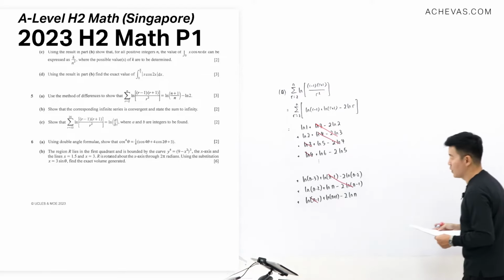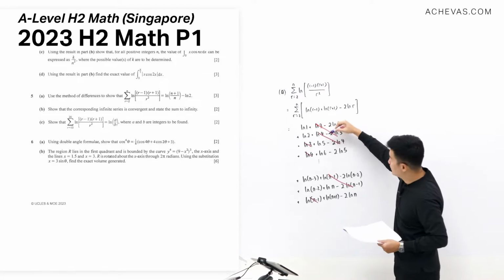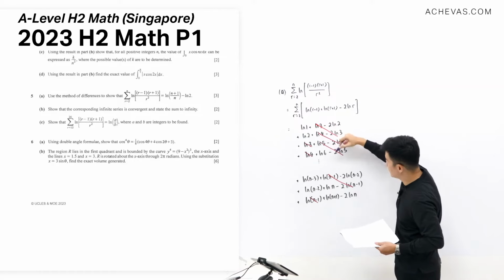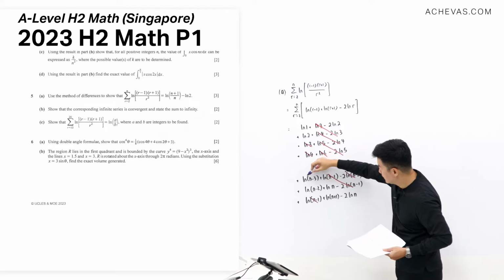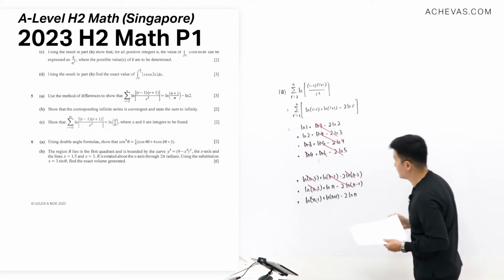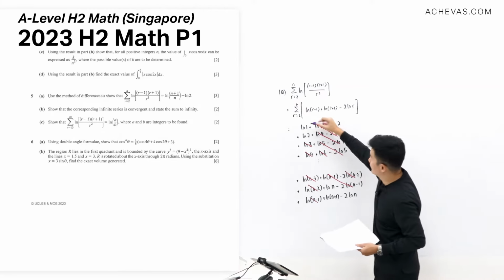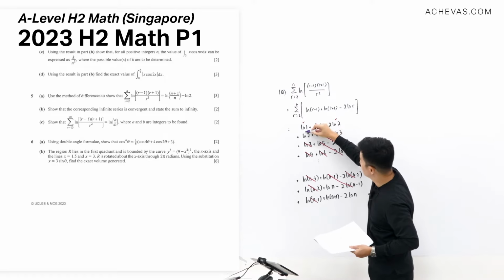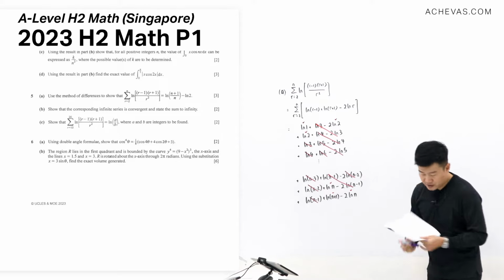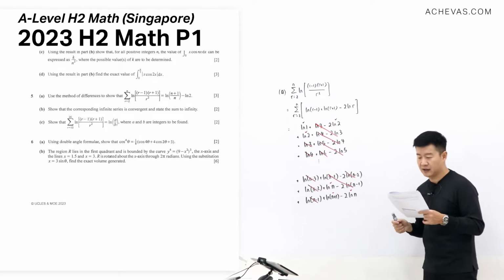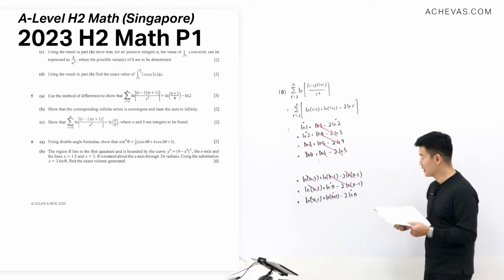So this will be cancelled, which means that in between terms, this will be cancelled, this will be cancelled, this will be cancelled. I'm going to be left with this, and here, here, and here. Let's try to consolidate all this together. Hopefully we can show what the question wants us to show.